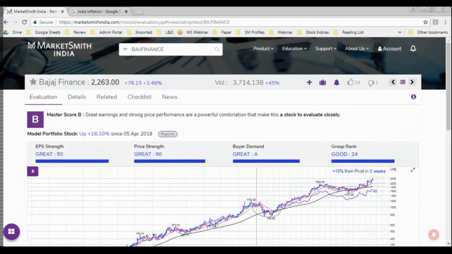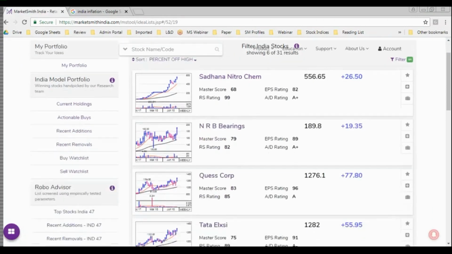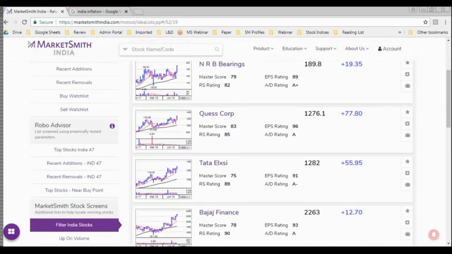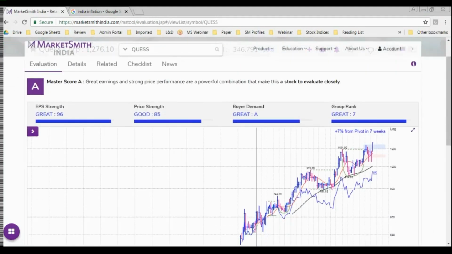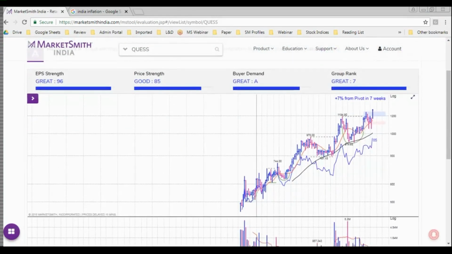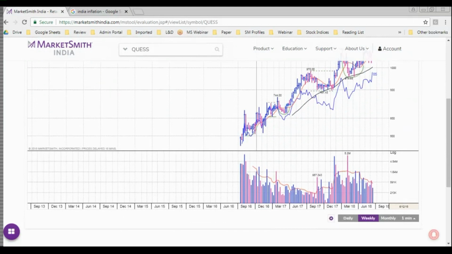Once you have screened all those stocks, the leading stocks both in terms of earnings and relative strength, all you need to do is check how the relative strength line is looking. Is it making new highs or not? Quest Corp is another stock where you can see that the relative strength line is almost at a new high. But then you also need to look at how the volumes are coming.